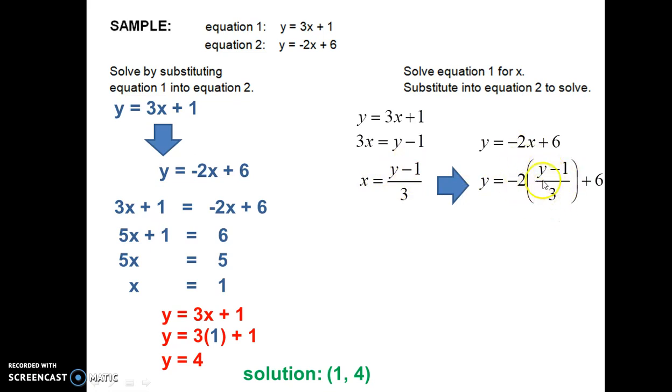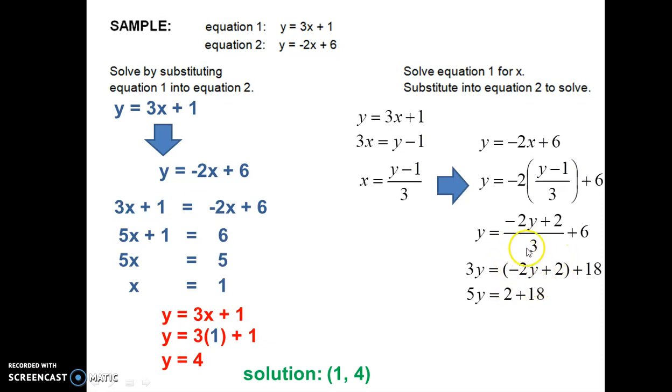Now this part here, you have to multiply through. So I take -2 times y and -2 times -1. So -2 times y is -2y, -2 times -1 is 2. I'm left with this. To solve this, maybe we can get rid of the 3 first. So you can multiply every piece by 3. Multiply this all by 3, which will cancel away this 3, and multiply this by 3 also, which makes this 18. So again, notice the 3 in the denominator is gone now.